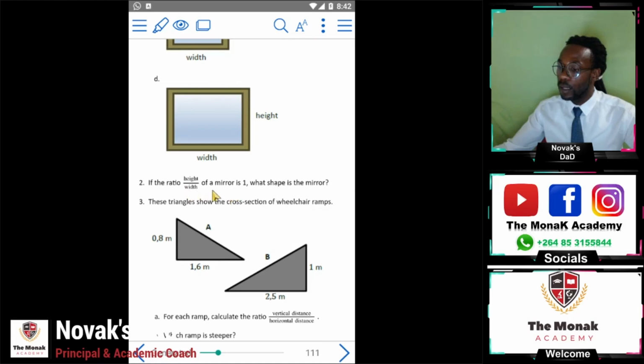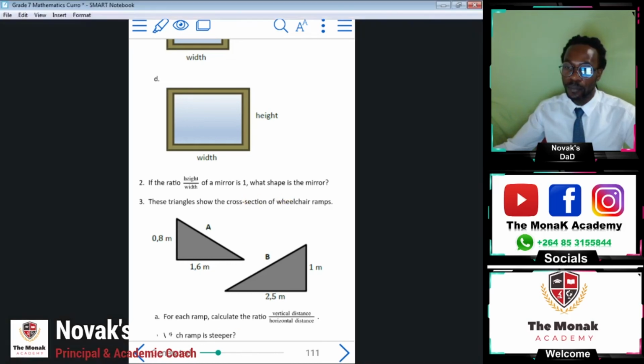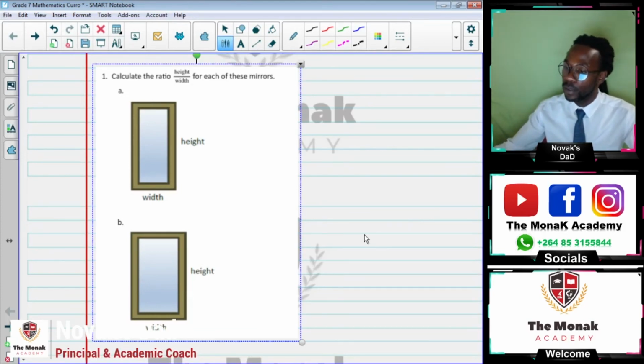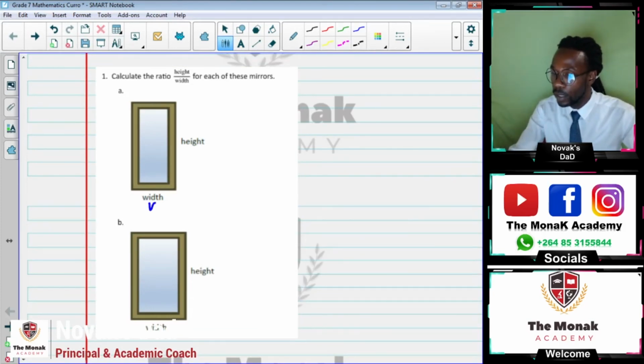If the ratio height over width is 1, what shape is the mirror? So let's see. This one we can't do because there are no numbers. We need values here. We also don't have them, so we can't do it.